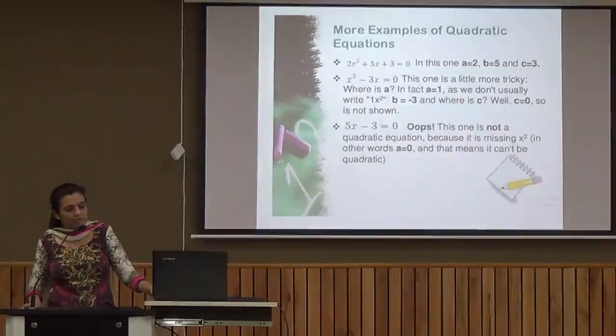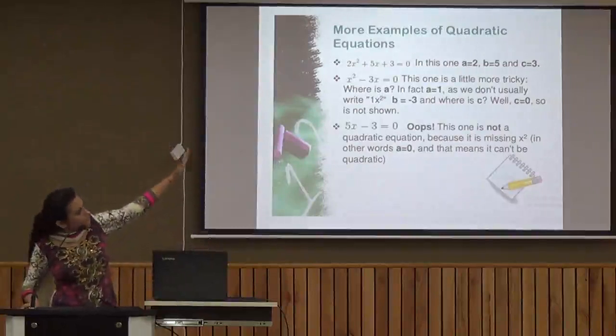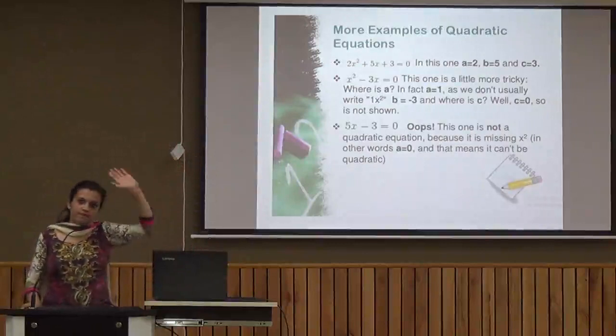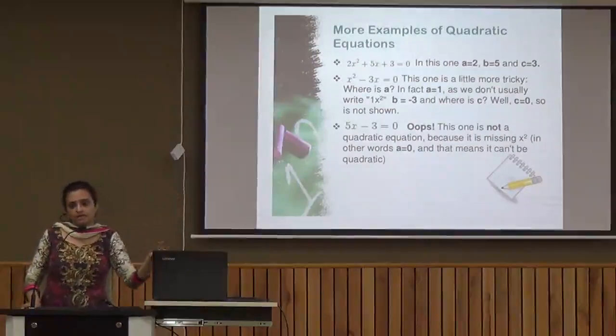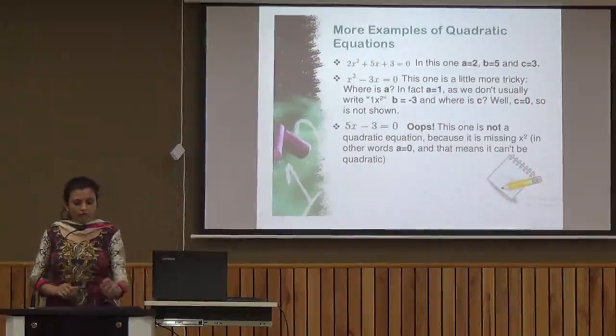Move on to the next example and see. In the first example, a is 2, b is 5, c is 3. Now, had it been minus 5, then b would have taken the value minus 5. That is, we will always take the signs also. Look at the next one.